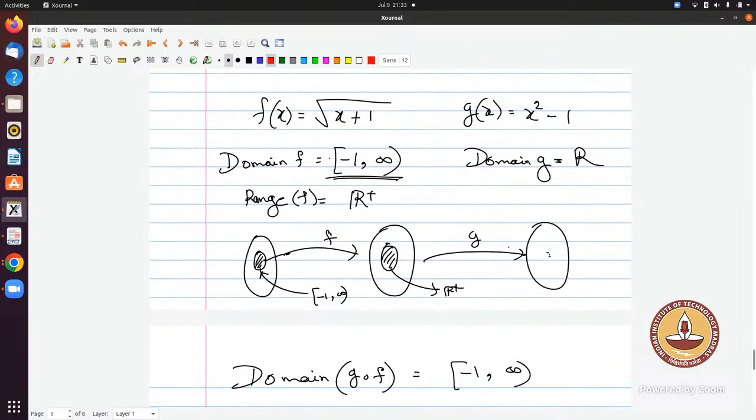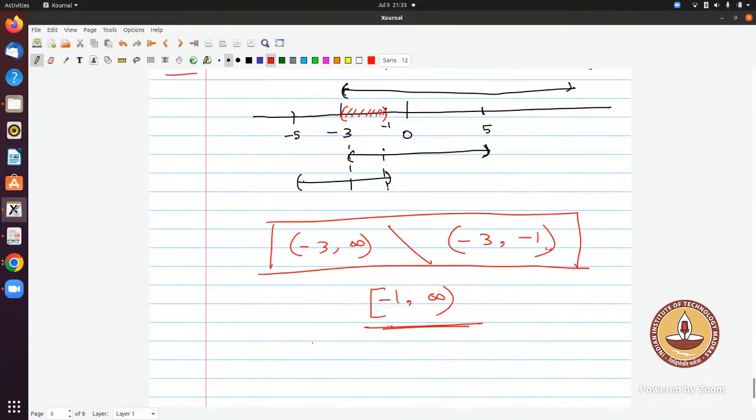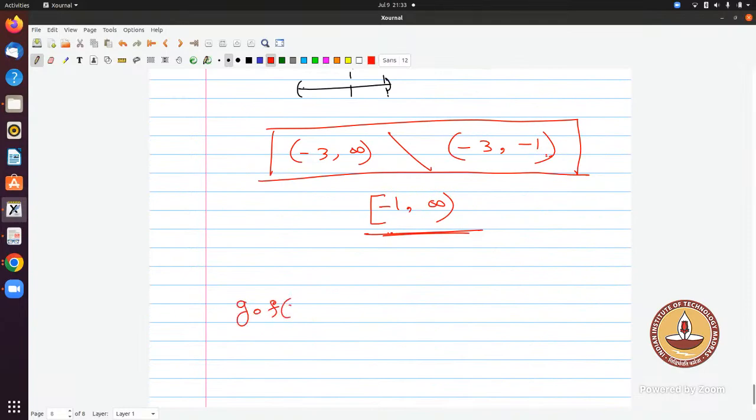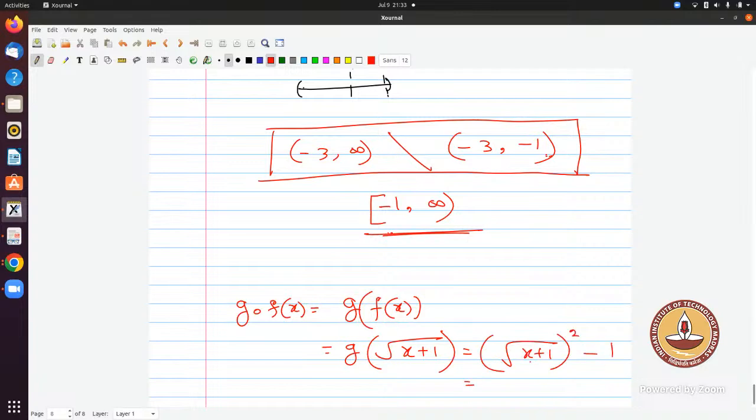Yes. Okay, so now can you tell me what is actually g compose f? What is the function? If I write g compose f, so g of f of x. Now f of x is square root of x plus 1. Now g of this is x square minus 1, so this square minus 1. So eventually it will come as x plus 1 minus 1. It is x. Is it clear?